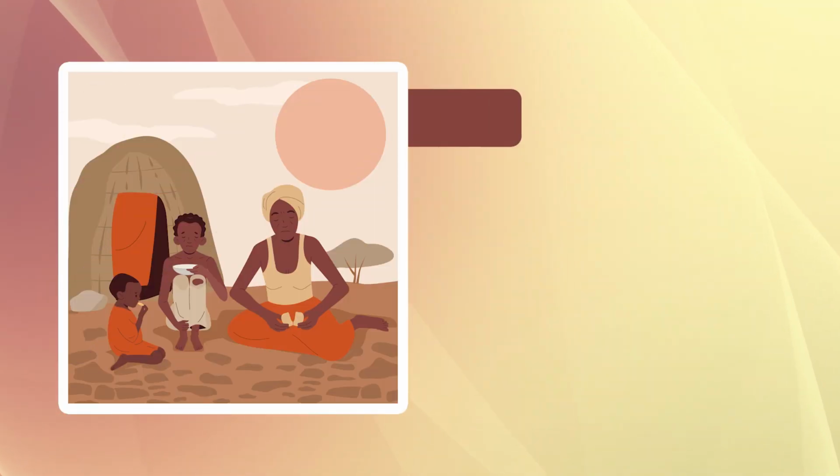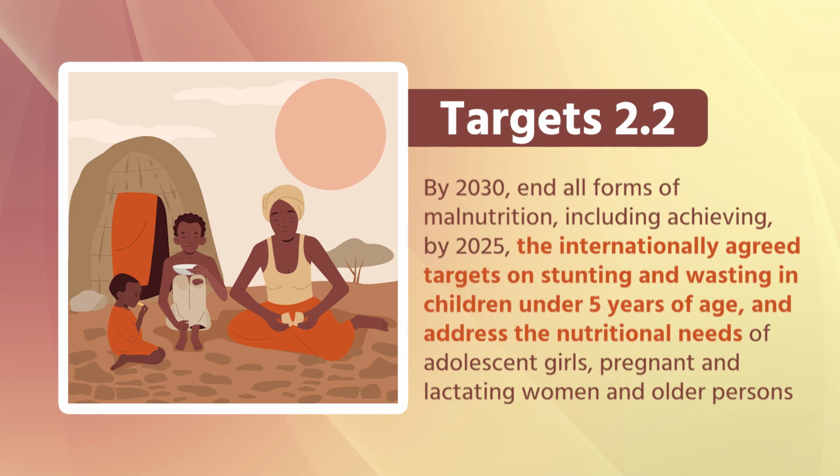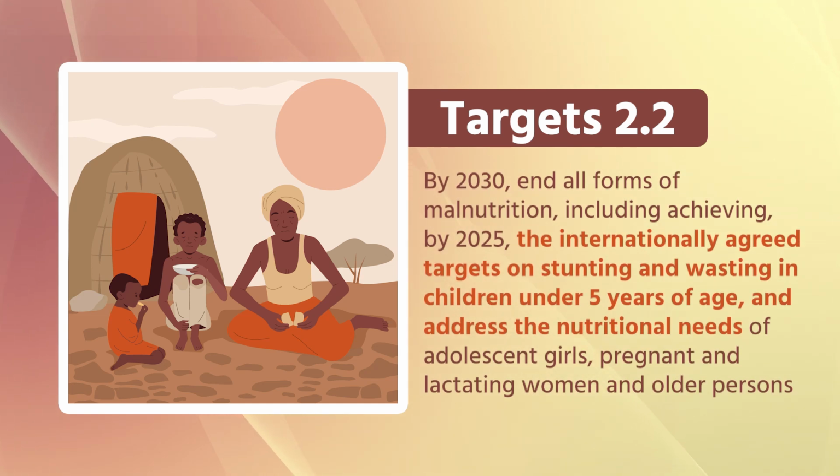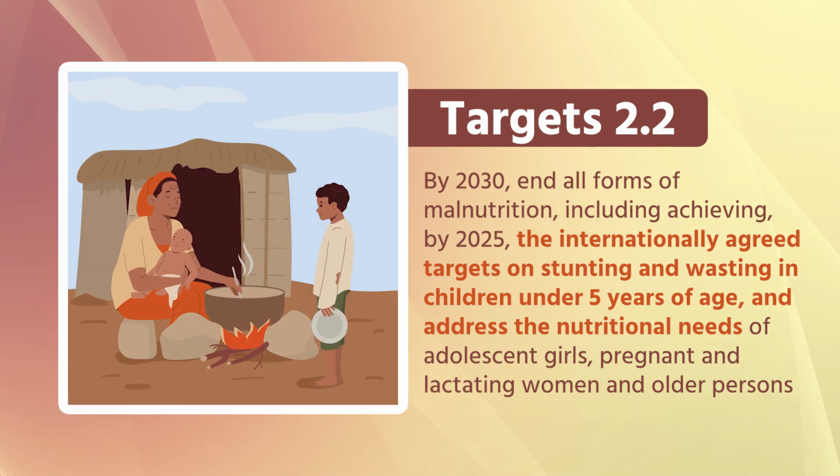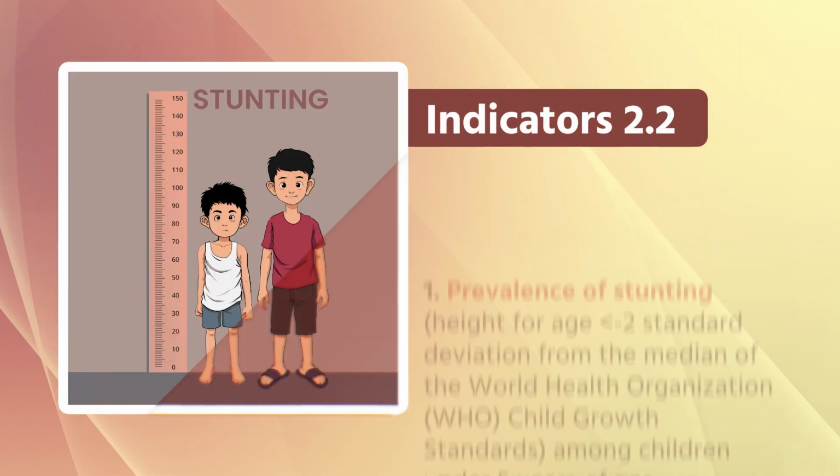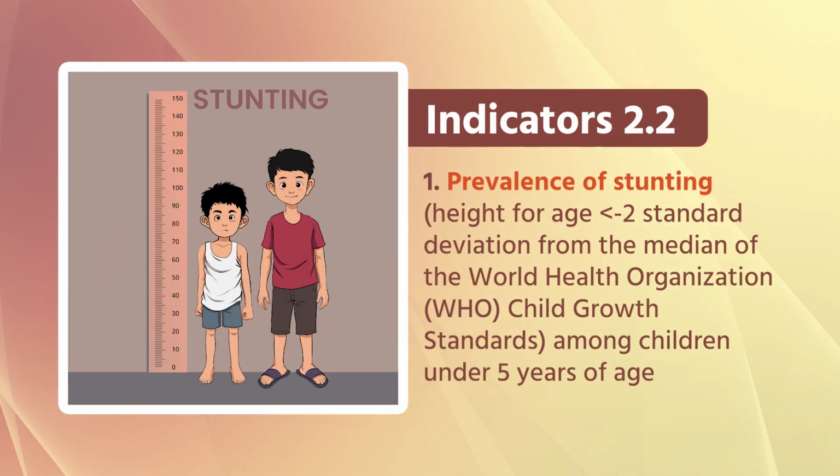Target number 2 is about ending all forms of malnutrition, including achieving the internationally agreed targets on stunting and wasting in children under 5 years of age, and also addressing the nutritional needs of adolescent girls, pregnant and lactating women, and older persons. To look into this, we have 3 major indicators. They are the prevalence of stunting, right? Height for age should be between -2 to +2.